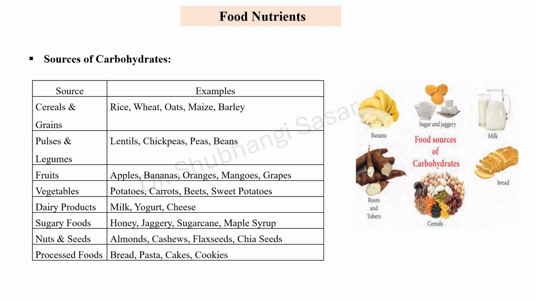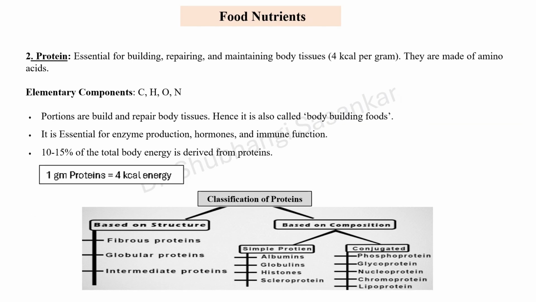Now we move to the proteins. Proteins are commonly known as the bodybuilding nutrients. They are made up of amino acids and contain carbon, hydrogen, oxygen, and nitrogen. Each 1 gram of protein provides 4 kilocalories of energy. Their primary functions are building body tissues, repairing damaged cells, formation of enzymes, hormone production, immune system development. Approximately 10 to 15% of our daily energy requirements come from protein.